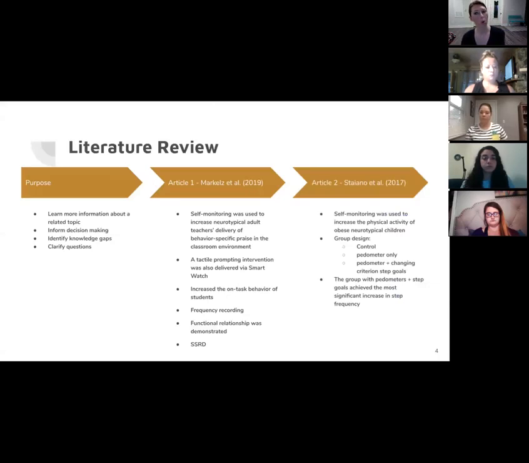When you need to learn more about a topic in research, educational, or applied settings, it is important to conduct a literature review of reliable sources, such as peer-reviewed journals. Reading articles and studies related to the topic of interest will help to inform your decision-making process, highlight gaps in knowledge, and clarify any questions you may have.